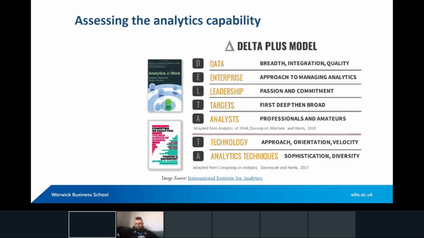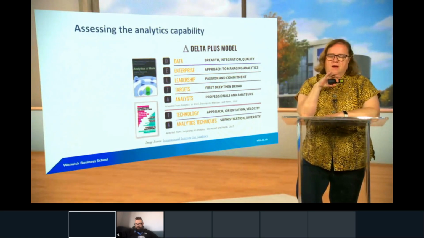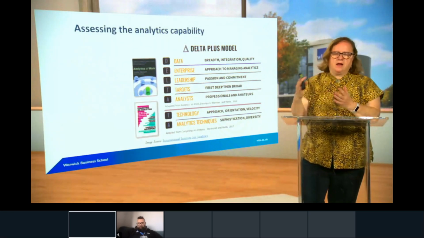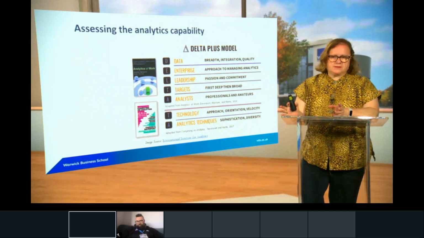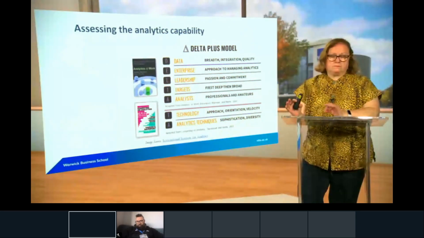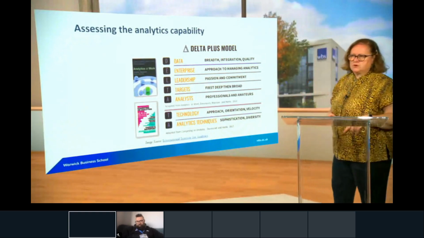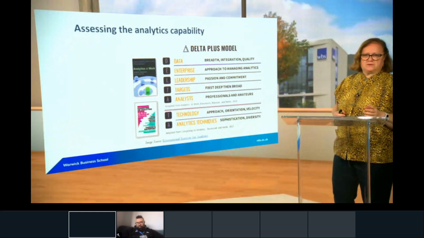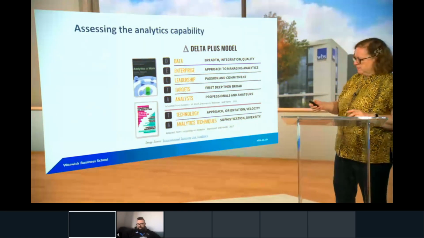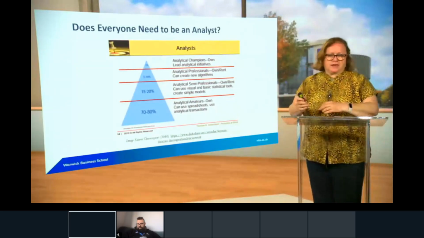Okay. Now, really important to understand what a framework is. A framework is simply a list of headings under which you can describe things. Okay, it's a descriptive tool. Now, before I move on and talk about how you can use that descriptive tool in evaluating and potentially developing your analytics capability, let's just think about these analysts, because that's where you guys are going to land.